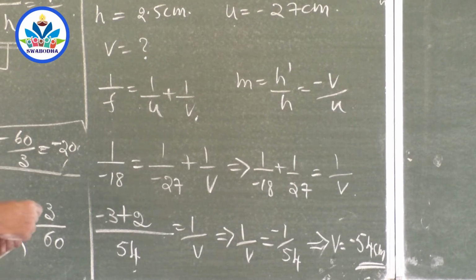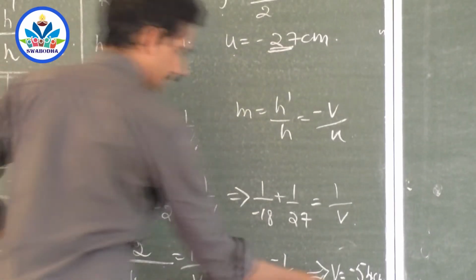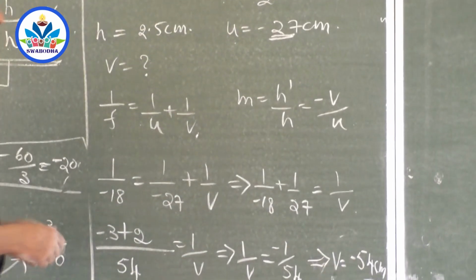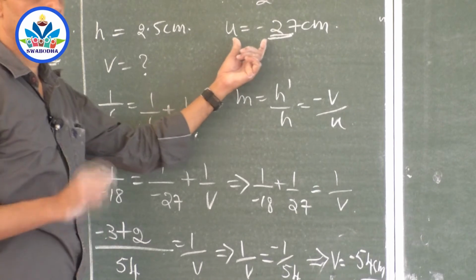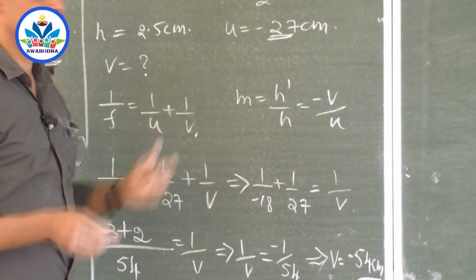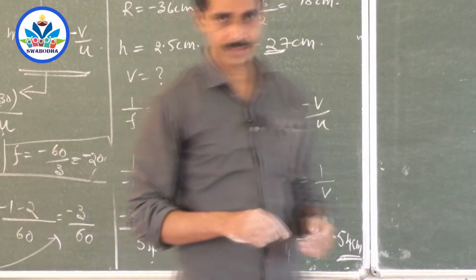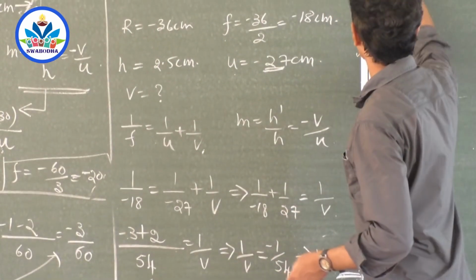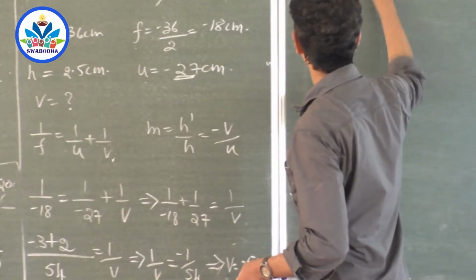Now, if you just look at the object distance and image distance, we can conclude right now. Object distance is 27 and image distance is minus 54. That means the image is formed away from the center, and the object is between the focus and center. So it is an enlarged, inverted real image. So how to prove it? Take the formula of magnification. m is equal to h dash by h is equal to minus v by u.